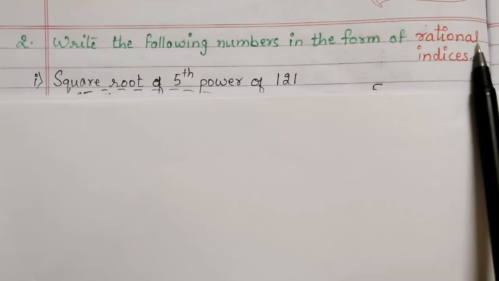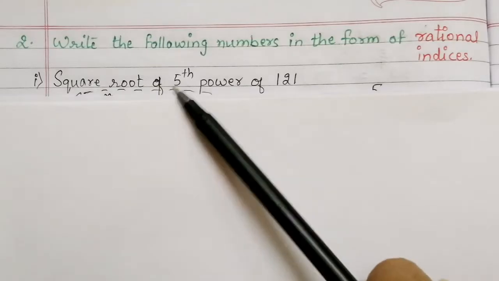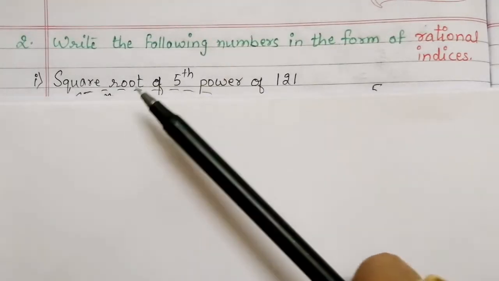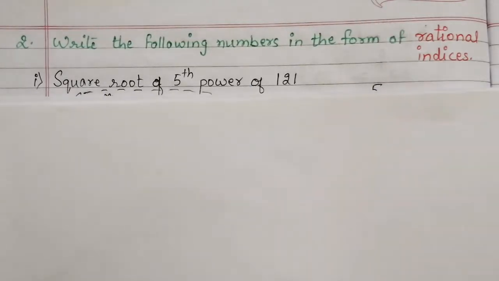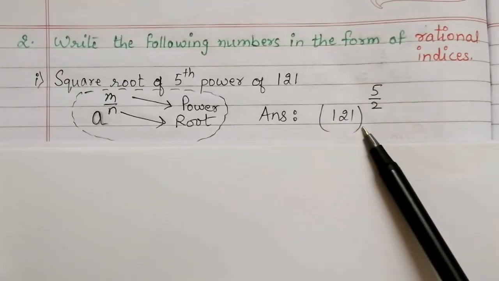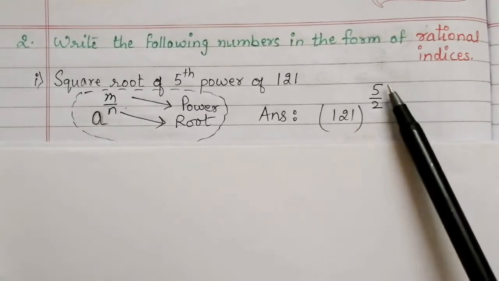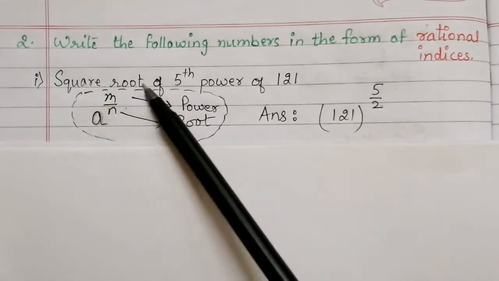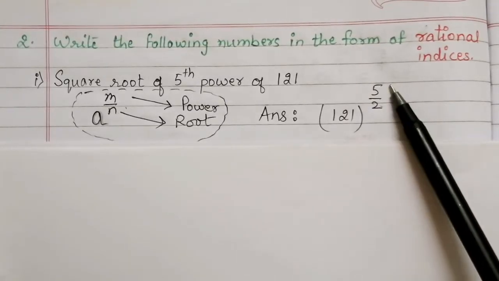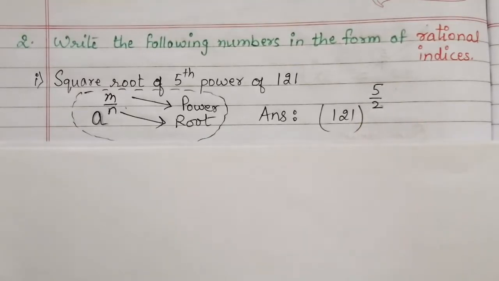Meaning m upon n. So base is 121, and square root of fifth power. I told you earlier, power is always up, root is always down. So it will be written as 121. m is the power, power is 5. Root is n, that is square root. Square means 2. So root will be here, power will be here. So 121 raised to 5 upon 2.